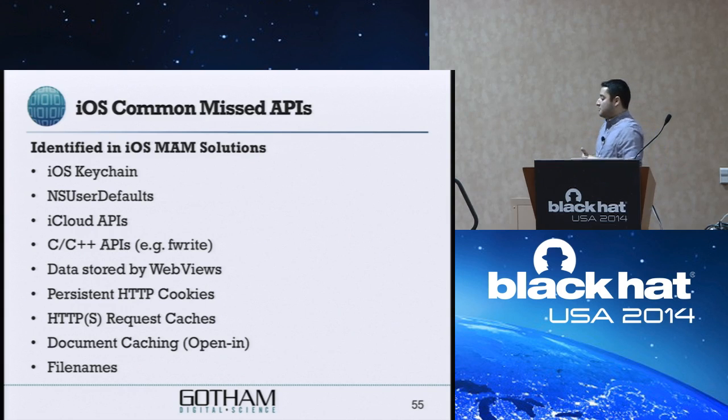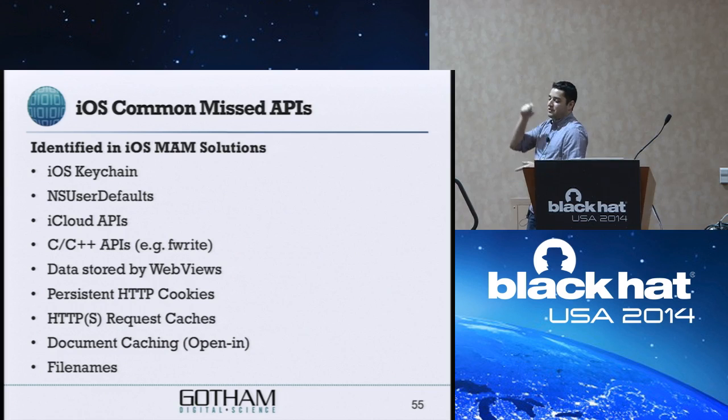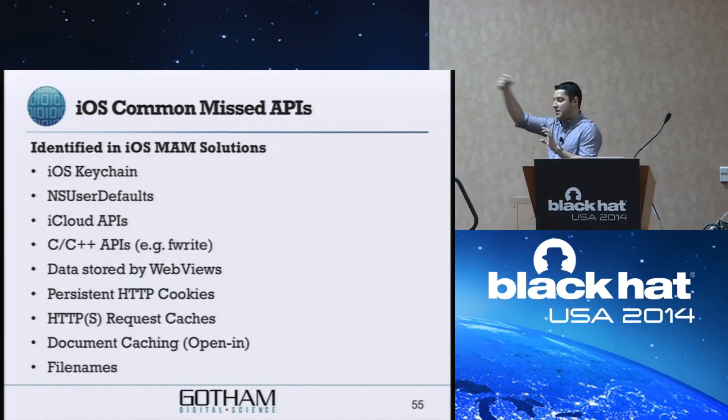Document caching. When I say document cache, you probably use iOS, right? You open up a file, and it gives you an option to open in. You can pick which app you want to use. The moment you pick another app, a copy of that file gets made to that other app, kind of like bypassing the sandbox restrictions. So a copy gets made behind the scenes.